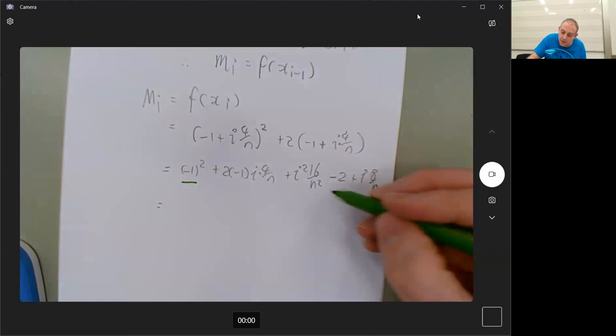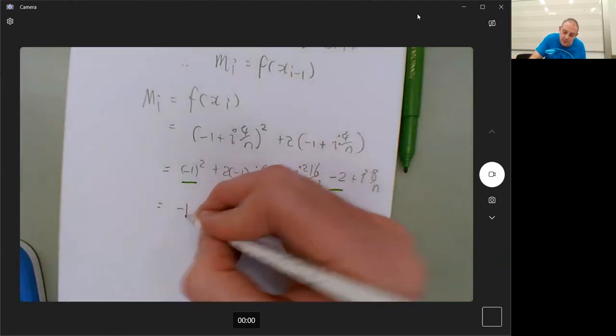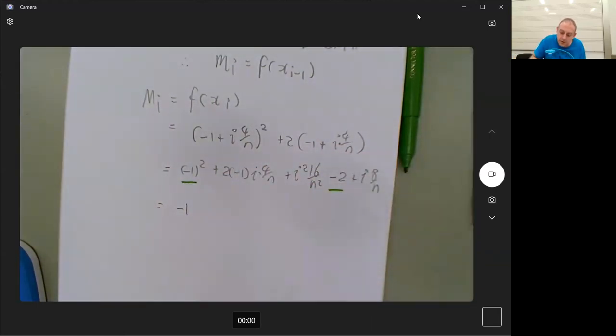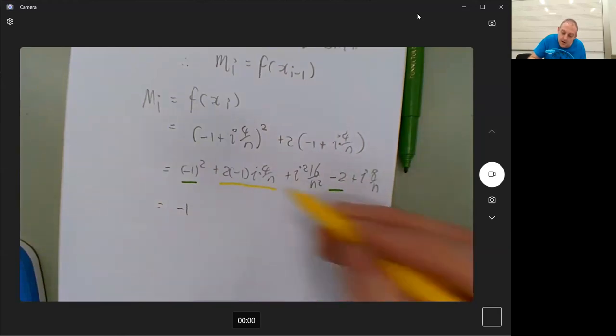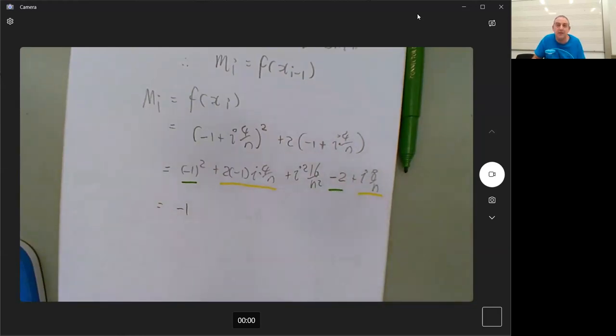We've got a 1 minus 2, so that's -1. We've got minus 8i on n and a plus 8i on n. They cancel each other out. Nice. I did not expect that to happen at all. I reckon the reason that's happened is because the turning point's right at the edge. Okay, cool.